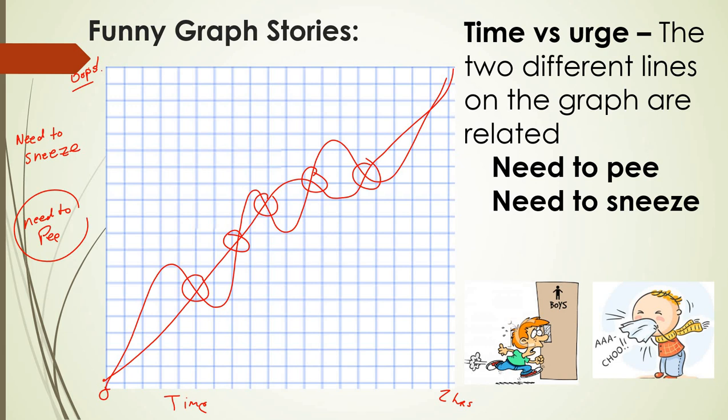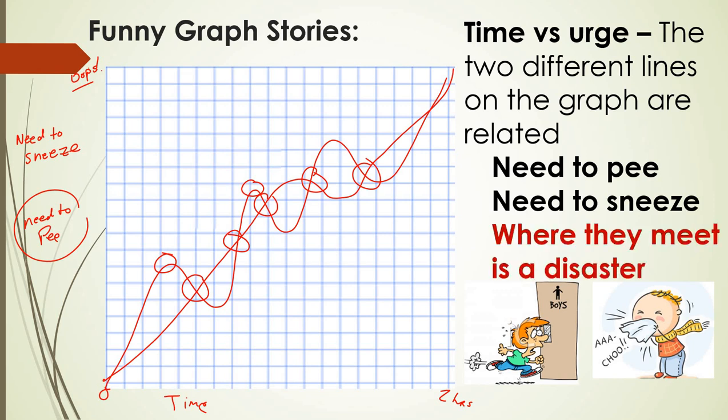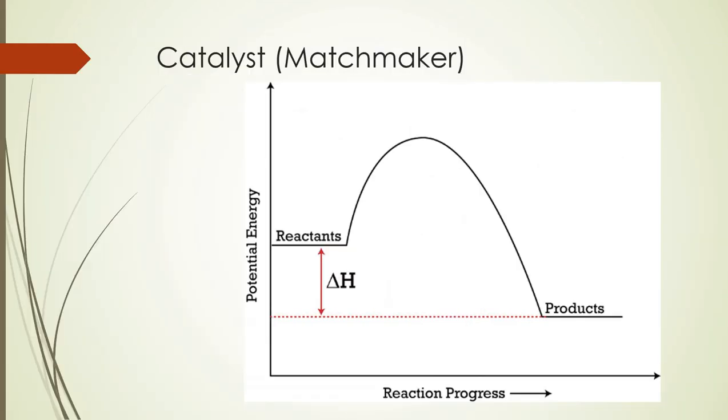So they actually go over. If any of you have happened to be at one of these, need to pee and need to sneeze at the same time, reaching a peak, we're really in trouble, right? Okay, just funny, weird things. Where they meet is a disaster. All right, so, come on, there we go.